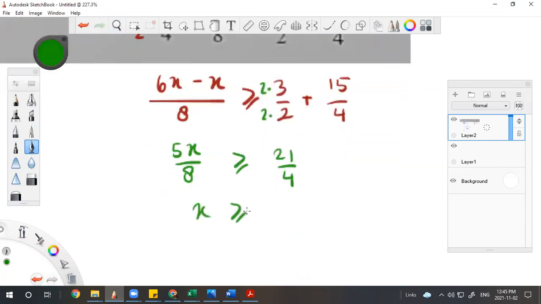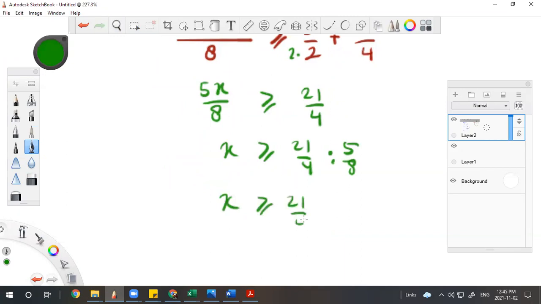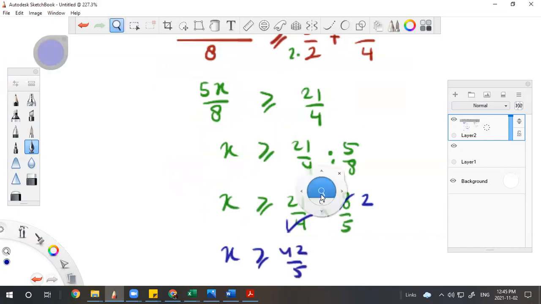x is more than equal to 21 over 4 divide by 5 over 8. Ingat kan, ini kan pindah ke sana jadi divide. Gitu. And then, 21 over 4 times 8 over 5. Gitu. And we are almost done. Then do we switch it? Iya. Cross ya. Cross out. Udah. 32 over 5. That's all.